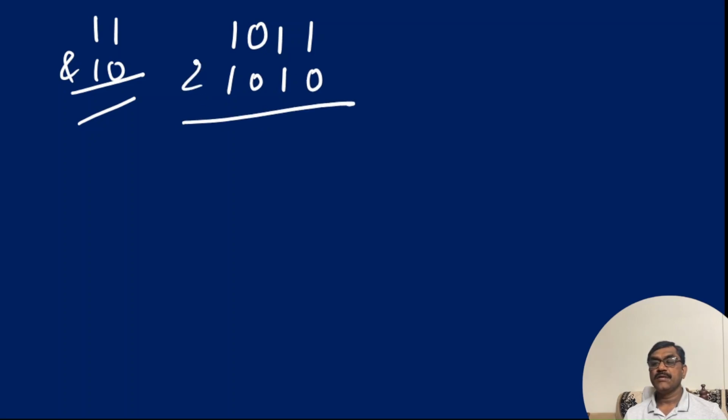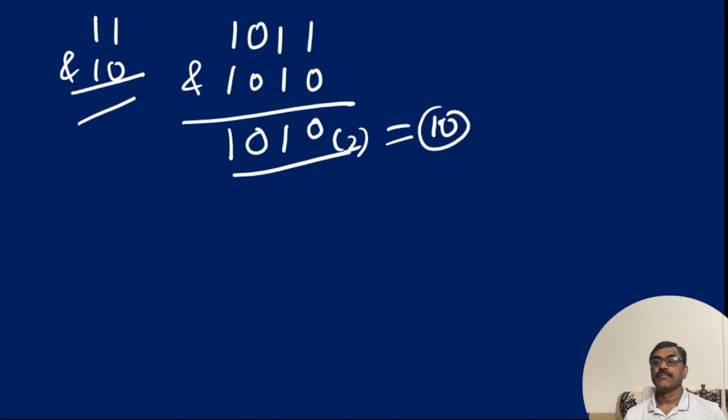So here we are applying bitwise AND. 1 and 1 is 1, 0 and 0 is 0, 1 and 1 is 1, 1 and 0 is 0. So we are getting 1010. That is the binary value, and its corresponding decimal value is 10. So if you perform bitwise AND operation between 11 and 10, it gives 1010.